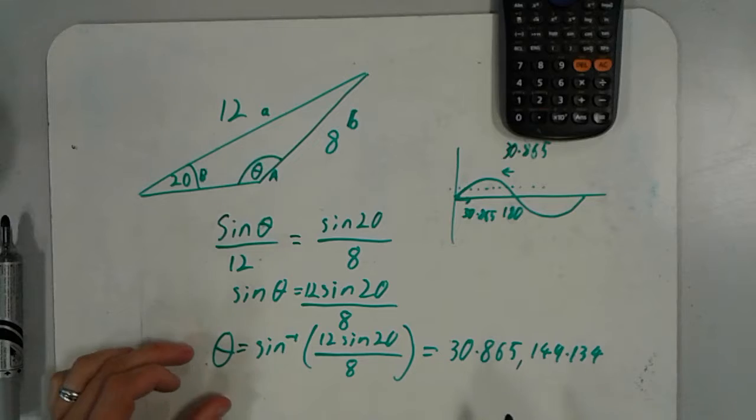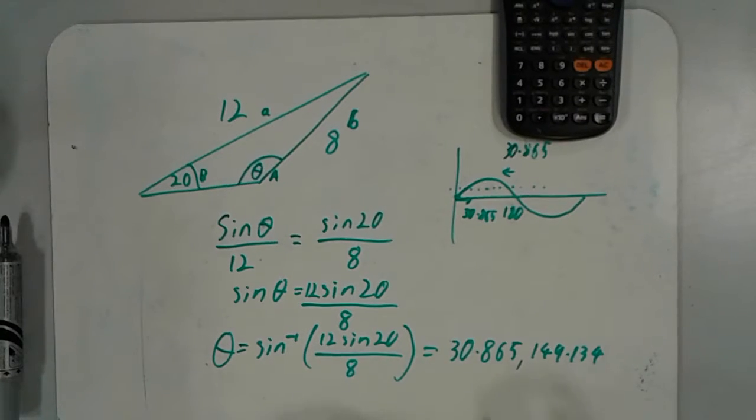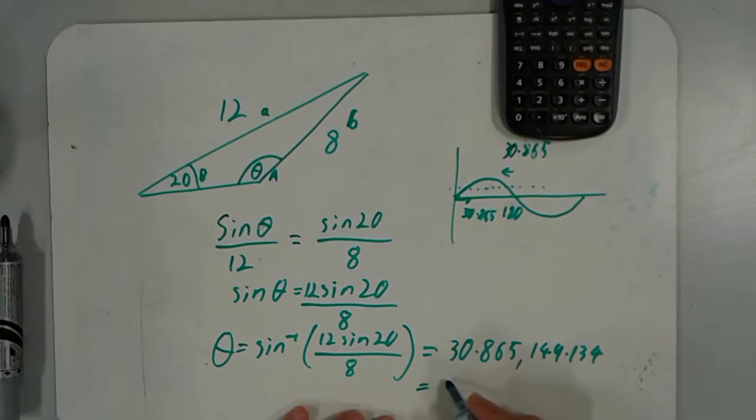Remember, whenever you're using the sine rule, there will be two possible angles you could get. So we will take the actual value of theta as 149.1 to one decimal place. And that's how we use the sine rule.